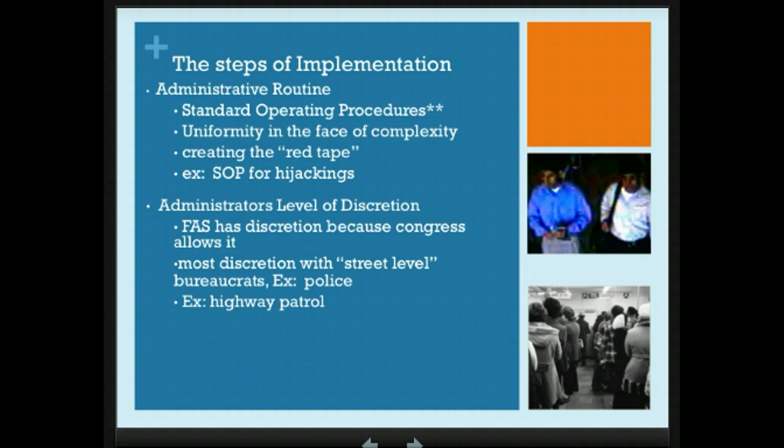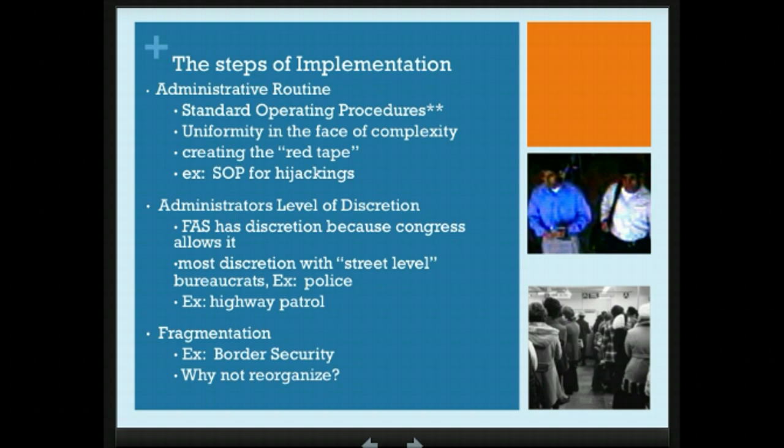So if you're an ICE agent, an Immigration and Customs Enforcement agent, you know you have a job of protecting the border, but Congress didn't write a lot of details of how you do your job. So you do your job the best way you see fit. Maybe instead of rounding up three or four illegal immigrants, you become close with them. You make them informants, and they tell you where more illegal immigrants are, and you leave them alone. That's your discretion. Most discretion you're going to find at the street level, with street-level bureaucrats like the police or the highway patrol, like the example I gave you before.